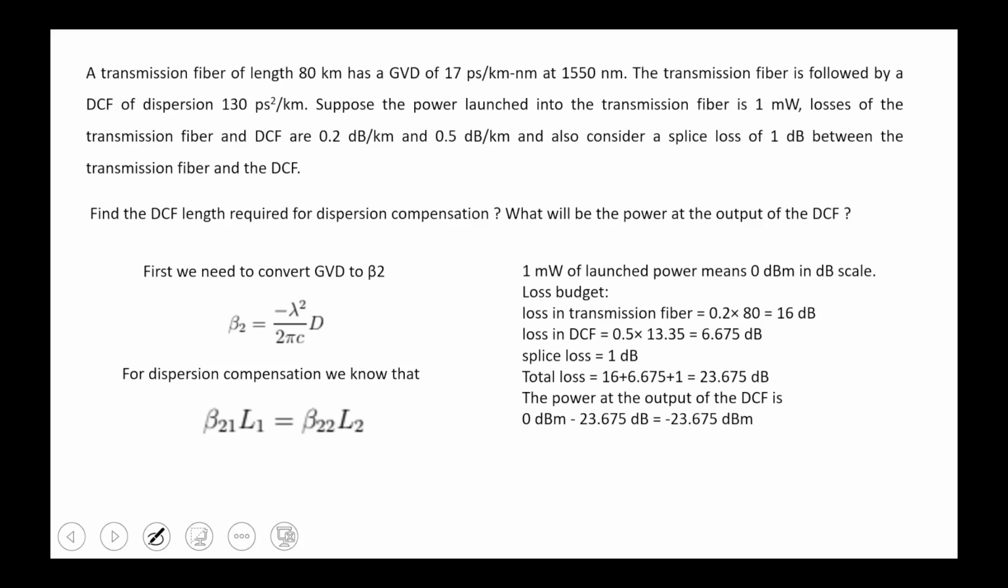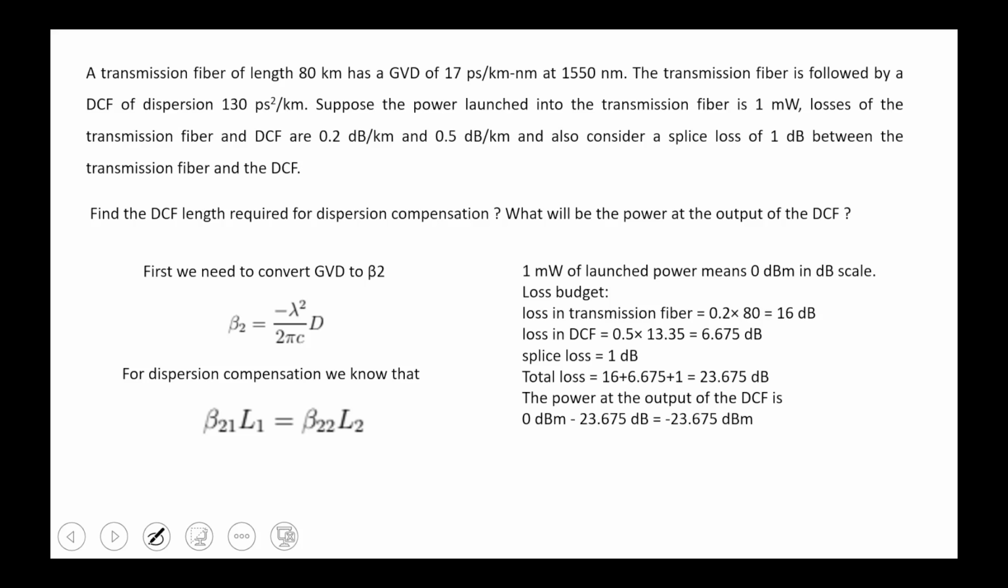So this is the one question: a transmission fiber of length 80 km has a Gaussian wave dispersion of 70 picosecond. D is given as 70 picosecond per lambda, where lambda is given as 50 nanometer. So the dispersion coefficient of the fiber is given as 130 picosecond square per kilometer. Suppose that the power at the input side is 1 milliwatt.